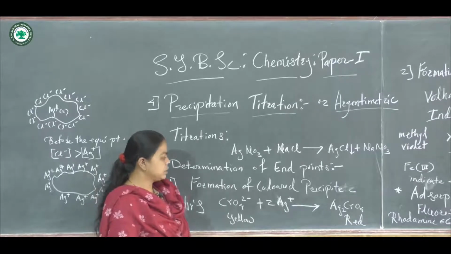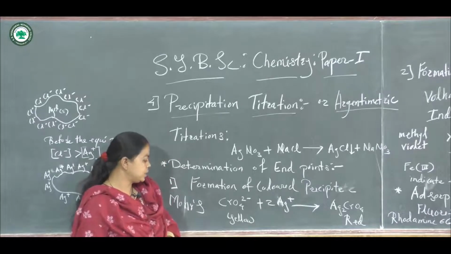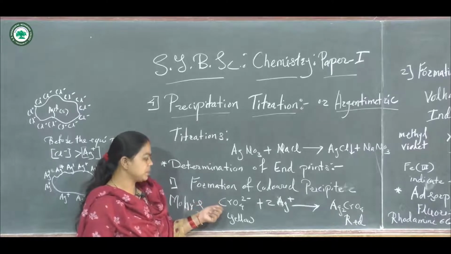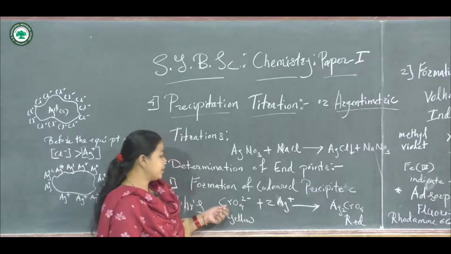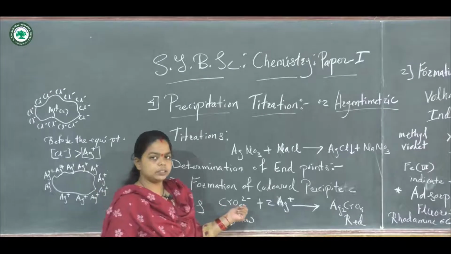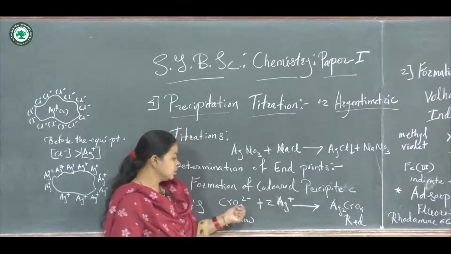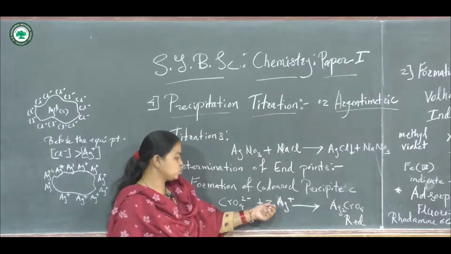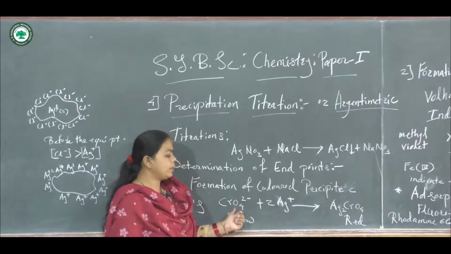Now generally we can use potassium chromate or dichromate solution for this type of titration. In Mohr's method, a colored precipitate is obtained. When the chromate ion is added as the indicator in the solution in the conical flask, it reacts with the silver ions. Two silver Ag+ ions react with the chromate ion.